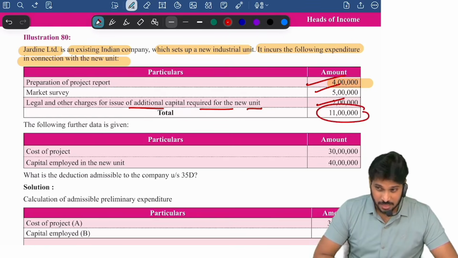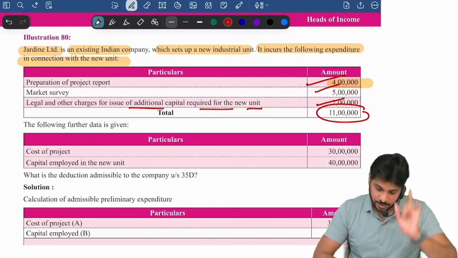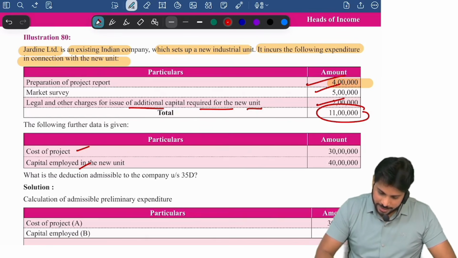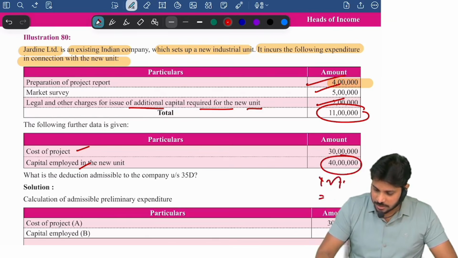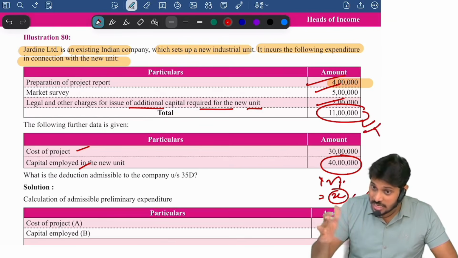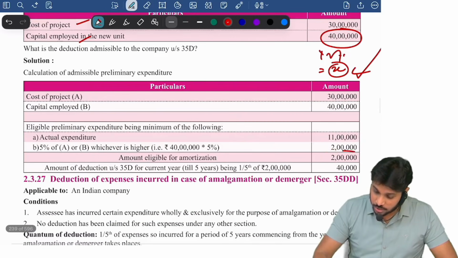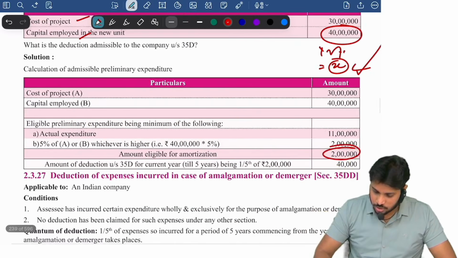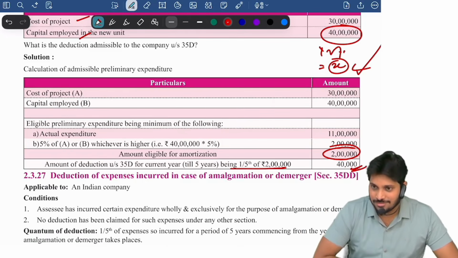But for a company, the total preliminary expenditure cannot exceed 5% of the cost of capital employed, or 5% of the cost of project, whichever is higher. If this is higher, 5% of it is 2 lakhs. So even though you spent 11 lakhs, you cannot claim more than 2 lakhs. That too, this 2 lakhs you can claim only in 5 installments. 2 lakhs divided by 5, 40,000.